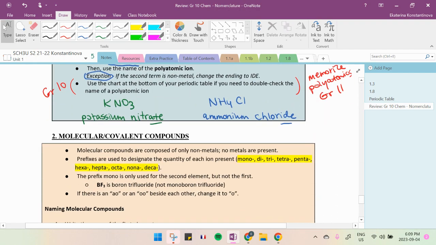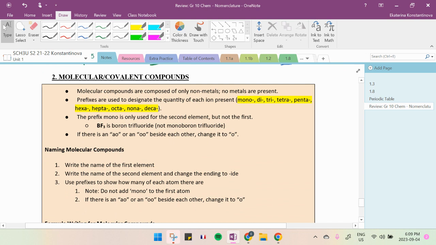All right, so when you are naming your molecular or covalent compounds, remember they are only made of nonmetals. There are no metals present, okay? Because they're only nonmetals, they are sharing electrons. And you're going to find them on the right-hand side closer to the noble gases on your periodic table, except for hydrogen. Remember, hydrogen is a nonmetal. A lot of people forget. Okay, and because of this, there's a different way to name molecular compounds.